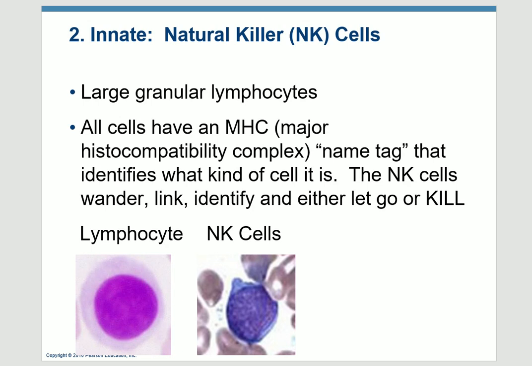So there are other rule breakers out there, if you will. This is one of them. So just remember that natural killer cells are granular lymphocytes. Don't let it confuse you. All cells have an MHC, which is a major histocompatibility complex. It's an identification marker or name tag. Again, see, I told you we're going to use name tag a lot. But that's what tells you what kind of cell it is. Natural killer cells wander around, link up to one of these cells, ID them, and either say, you're good, move along, or nope, you don't belong here, kill it. So, pretty cool.